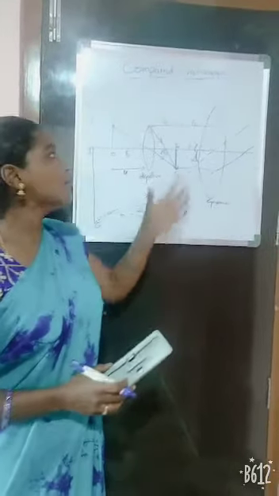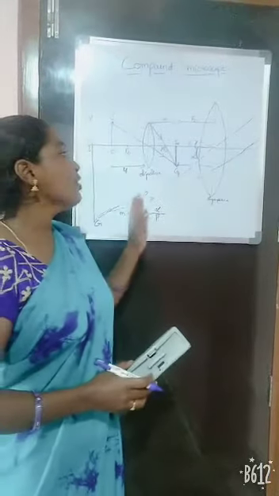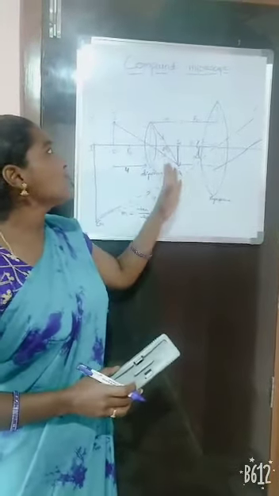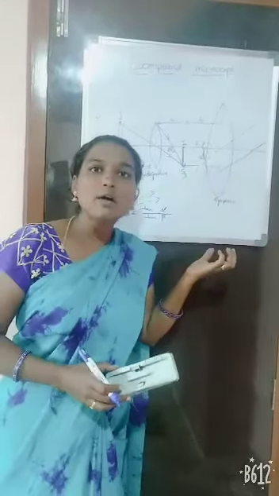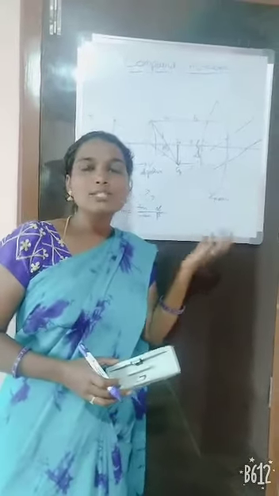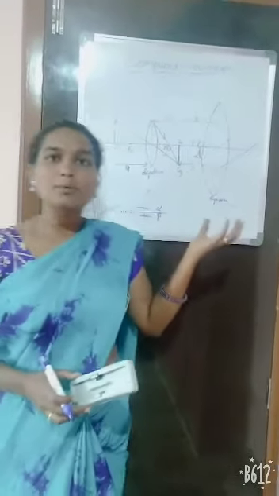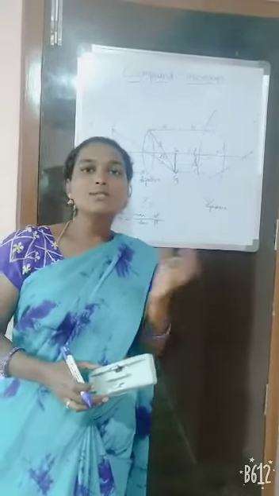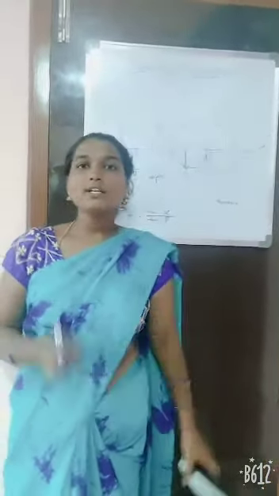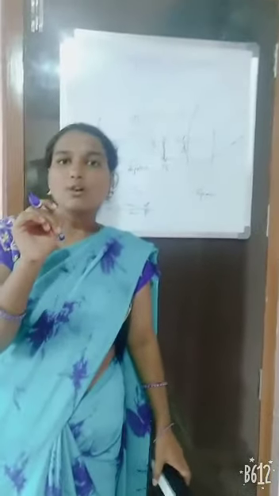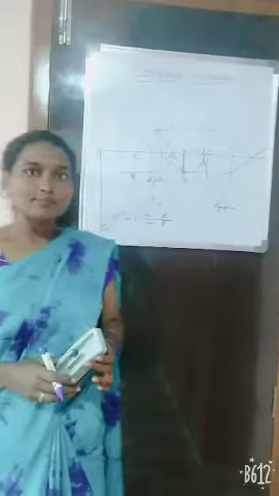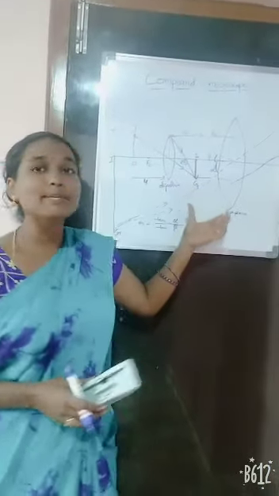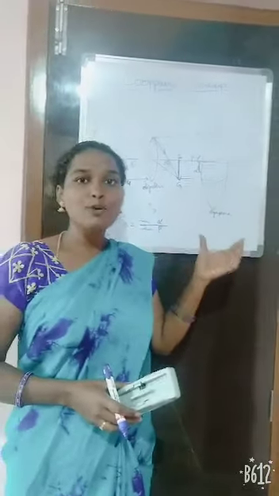So this is the ray diagram of how the image is formed inside the compound microscope. What is the use of studying the compound microscope? It is used in laboratories to see small objects which we can't see with our naked eyes. So this is how the image is formed in the compound microscope.